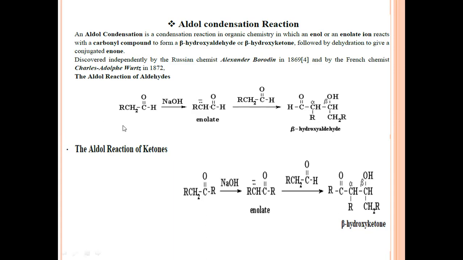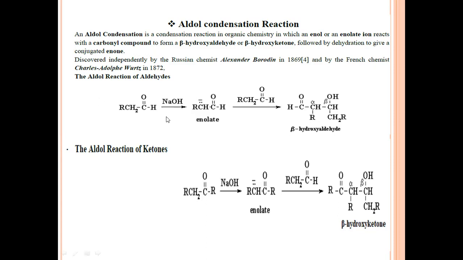Now this particular condensation mechanism was first discovered by the Russian chemist Alexander Borodin in 1869, and his work was later continued by the French chemist Charles Adolphe Wurtz. Both of them combined their work on this condensation reaction, so the name aldol condensation reaction was given. This particular condensation is given by aldehydes and ketones.